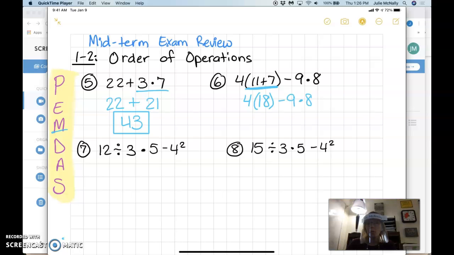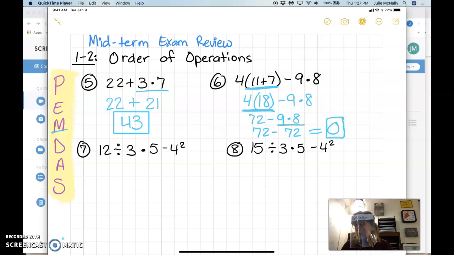This may take you a few lines, but that's okay. What do I do next? 4 times 18. Yes, multiplication and division as you get to it in order from left to right. So what is 4 times 18? 72. And then bring down the rest. Now what? 9 times 8 is also 72. Bring down the other one. 72 minus 72 is 0. Okay?